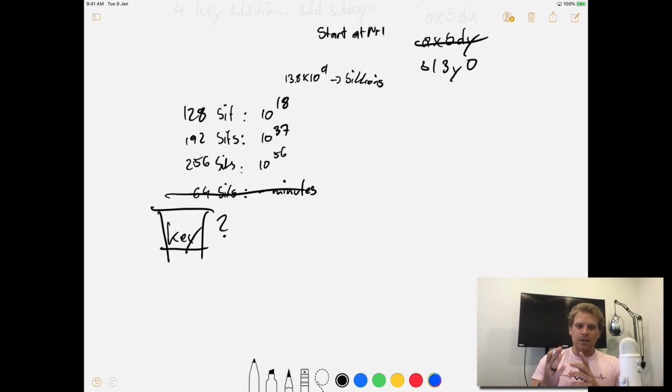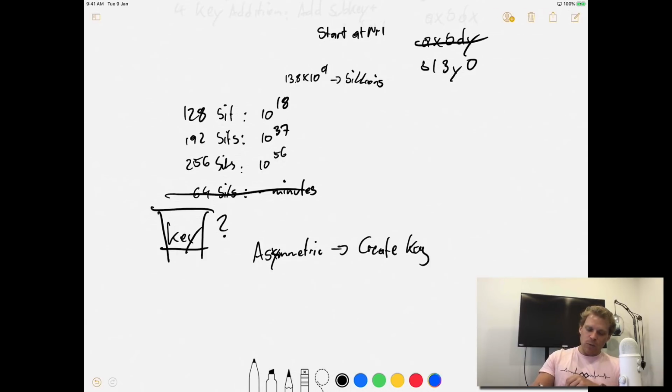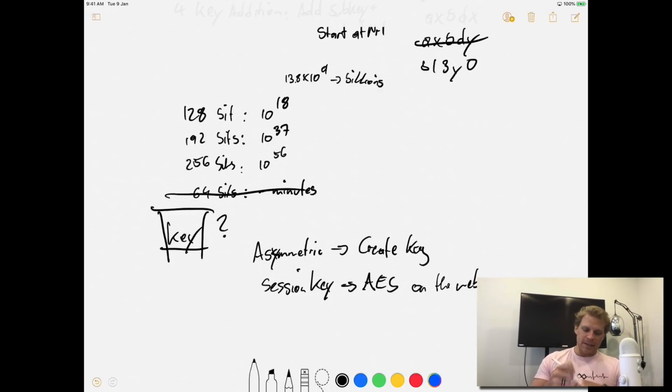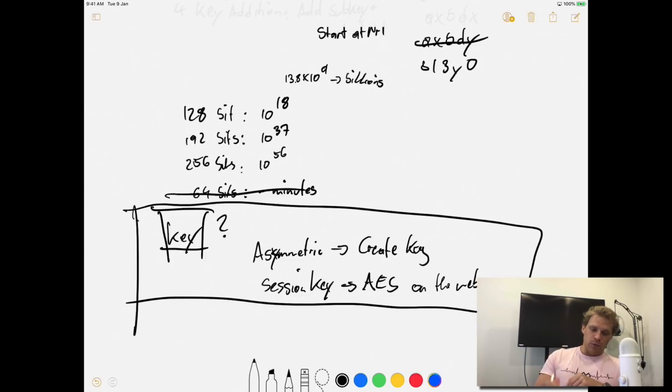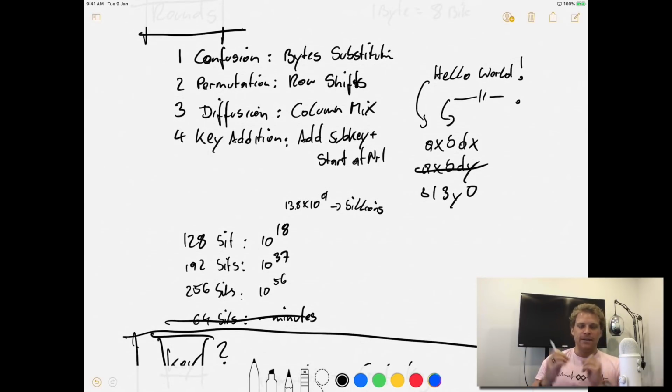And this is where we kind of mentioned this a couple of times already. We're basically using asymmetric cryptography to create the key. And then we have the so-called session key that we're using for AES on the web. And this is the entire trick here. The reason we're doing this is because once you know the key, this is very simple to do. It's very easy to encrypt and decrypt. It's not computationally intensive, but it's really, really straightforward.